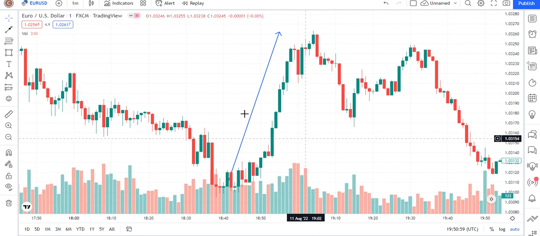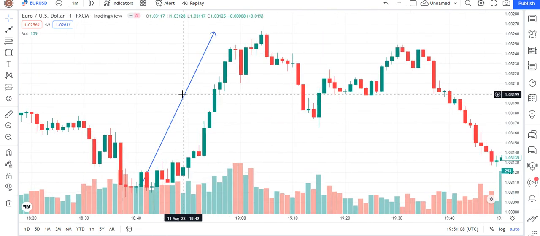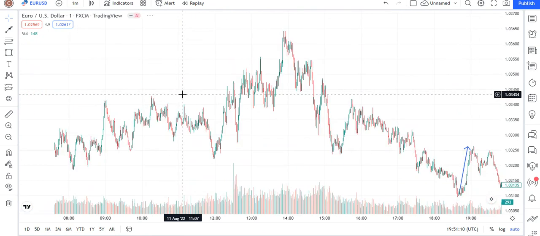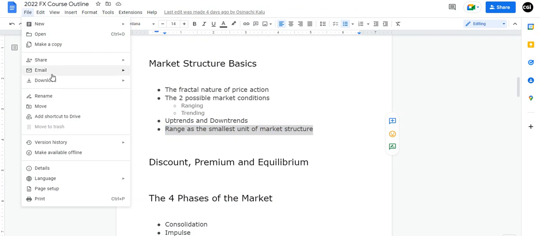Okay. And the market is either going up or going down. That's what we call a trend. We call it a trend when it has a direction. Let me type it out somewhere so that we would see clearly.